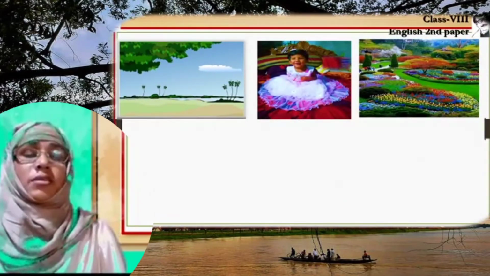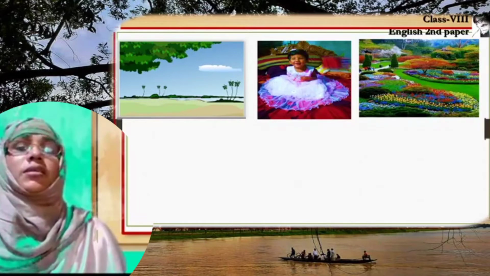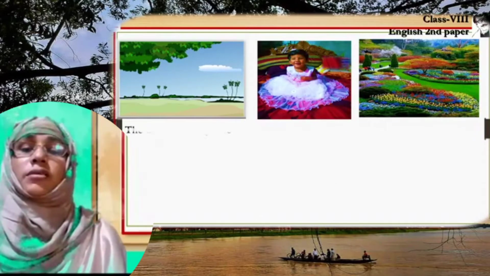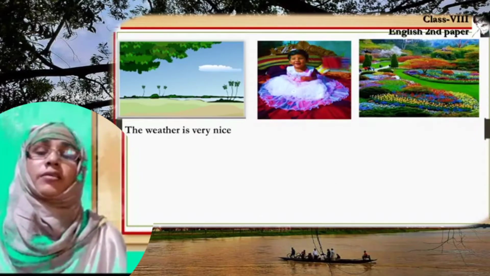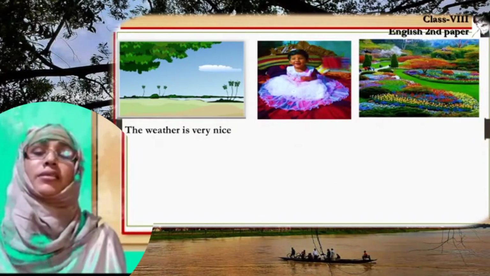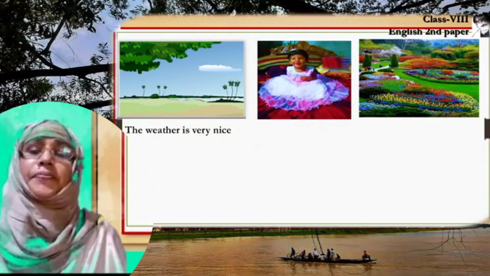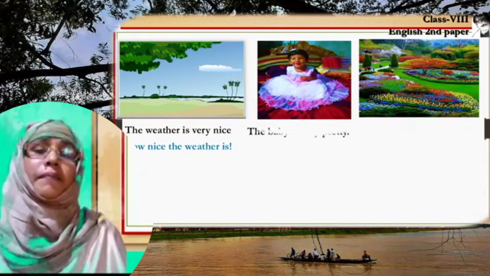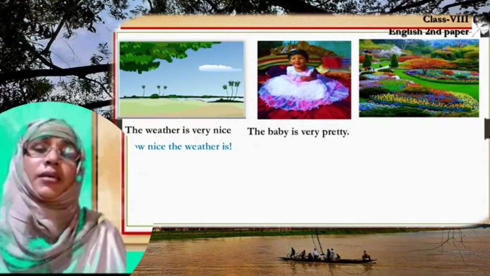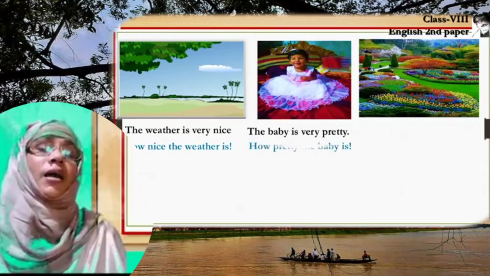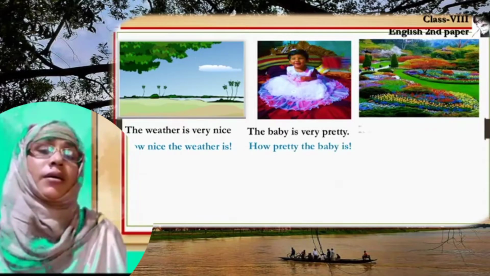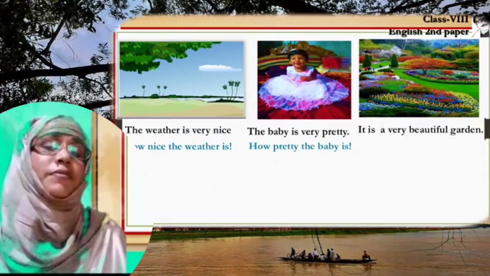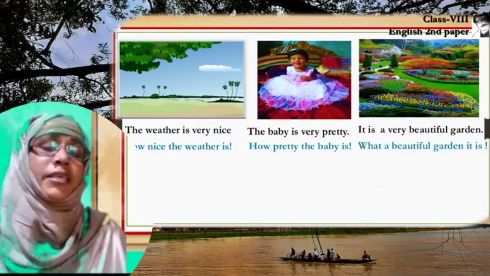There are some beautiful pictures, and below the pictures there are some words, sentences. Let's read the sentences. The weather is fine, and how nice the weather is. The baby is very pretty. How pretty the baby is. It is a very beautiful garden. What a beautiful garden it is.